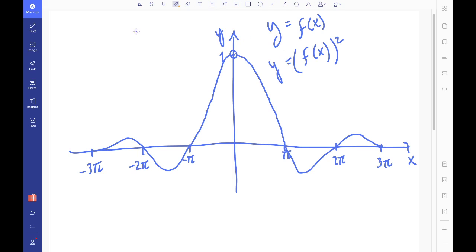So you can think of this as my old function of y, or I could call this sort of y1. And now I'm actually drawing the curve of y equals y1 squared. Okay.